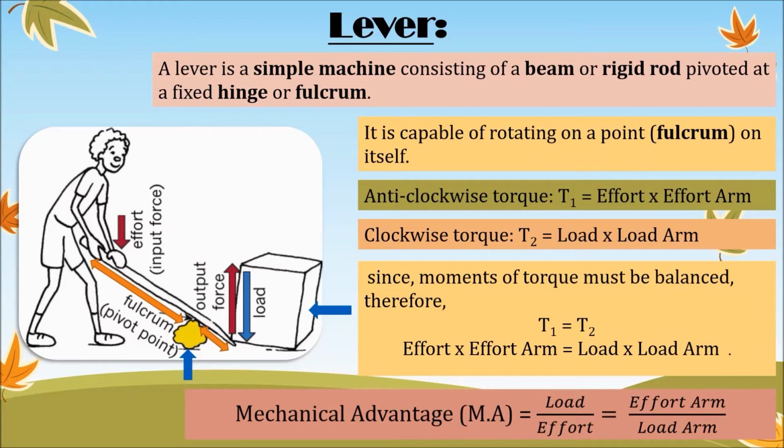arm by load arm. One important point to be noted here is, if effort arm is larger than the load arm, then the mechanical advantage is greater than 1. Mechanical advantage greater than 1 means small effort can be used to lift a large load.